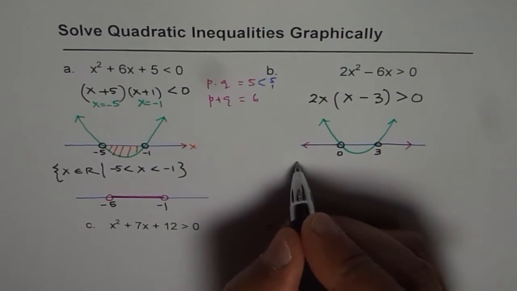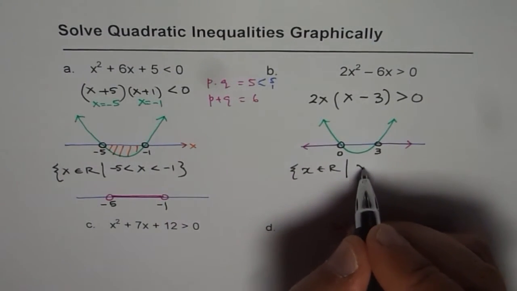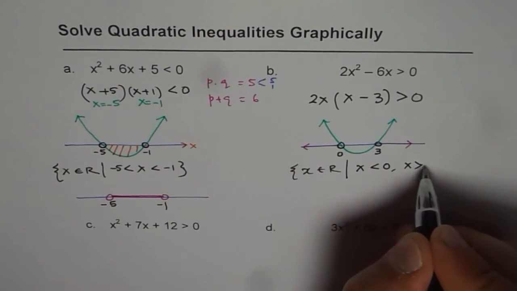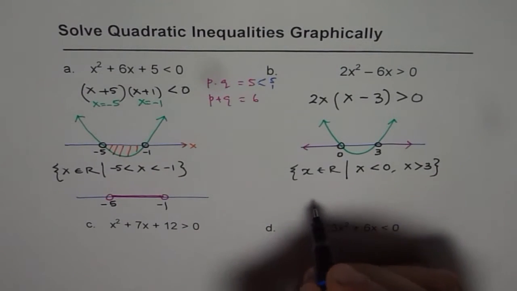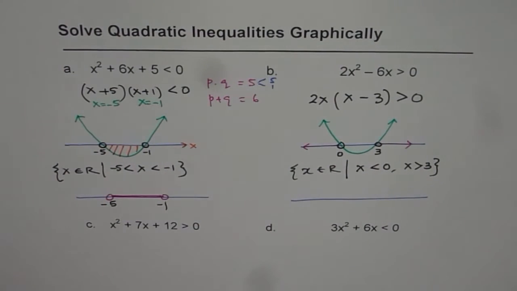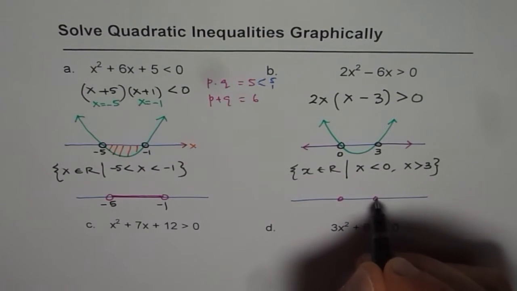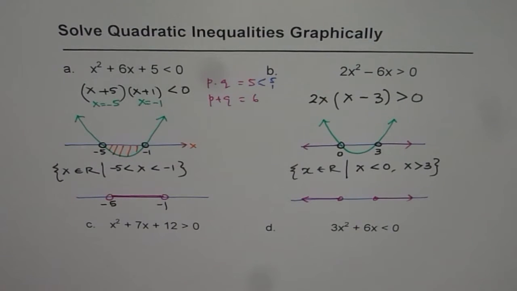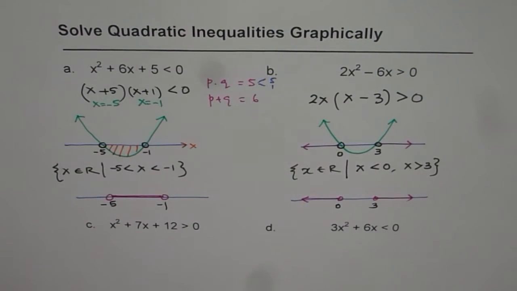We can write the solution as x belongs to real numbers, so that x is less than 0 or x is greater than 3, right? So that is how we can write it. On a number line, we can show it like I've shown above, two zeros not including, and then arrows going towards plus and minus infinity from our zeros. Zeros are at 0 and 3, right? So that is how we can show it on a number line.